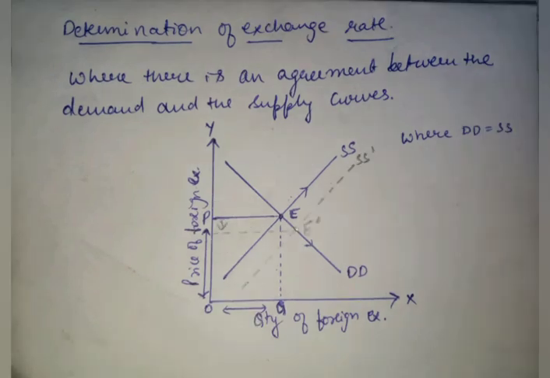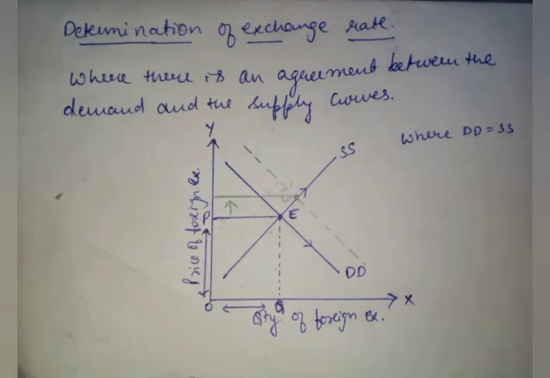Now suppose the supply of foreign exchange increases. It leads to a rightward shift in the supply curve, and the new supply curve is SS dash. It will lead to a new equilibrium E dash, reducing the foreign exchange price.